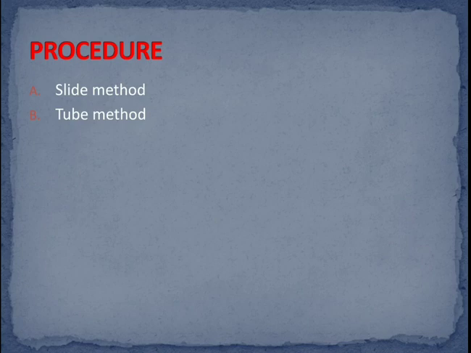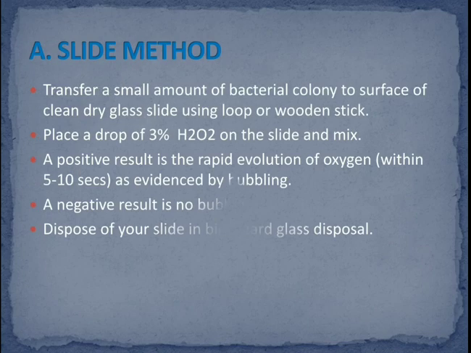To perform the catalase test, we have two methods. One, slide method. Two, tube method. First, let us discuss about slide method. Transfer a small amount of bacterial colony to the surface of a clean dry slide using a loop or a wooden stick. Then, place a drop of 3% H2O2, hydrogen peroxide, on the slide and mix.